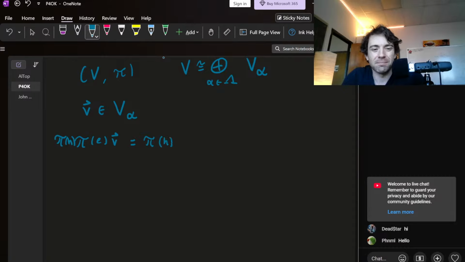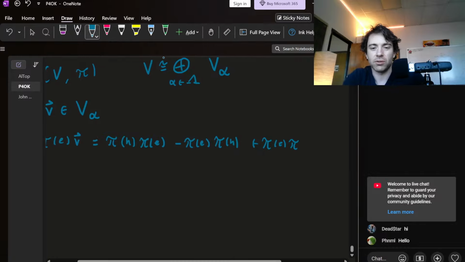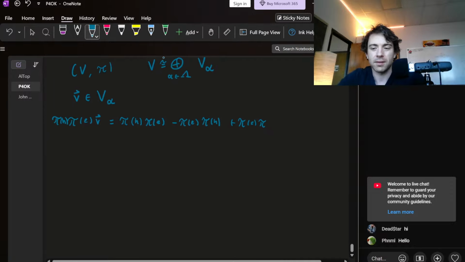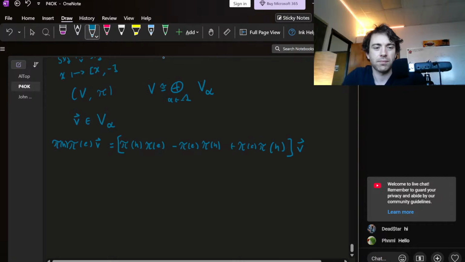By which I mean, we add 0, right? So this would be the same as if we wrote here now H minus E minus H plus π(E)π(H), let's zoom out a little, π(E)π(H), all times v, right? Are you guys with me?